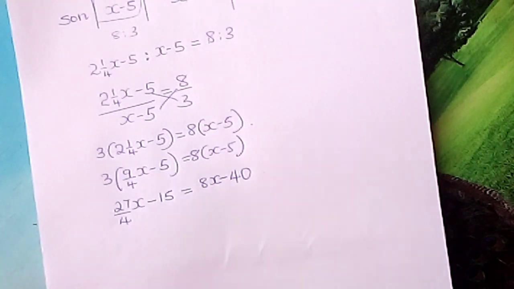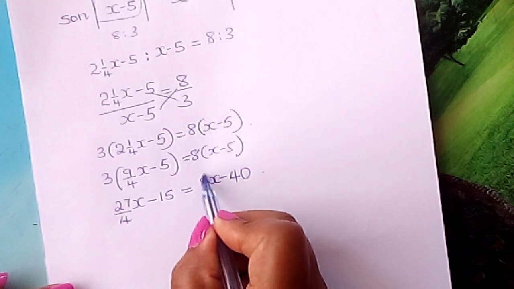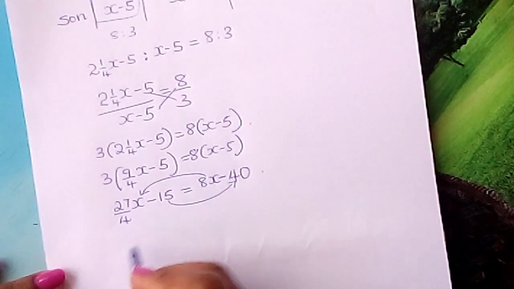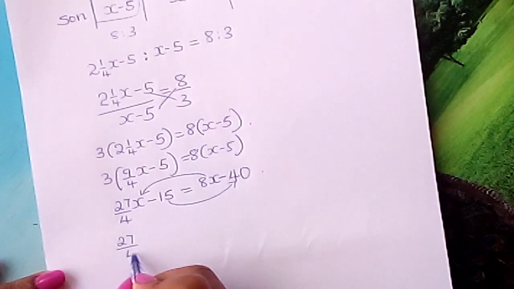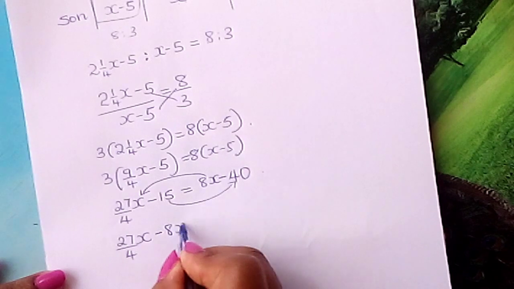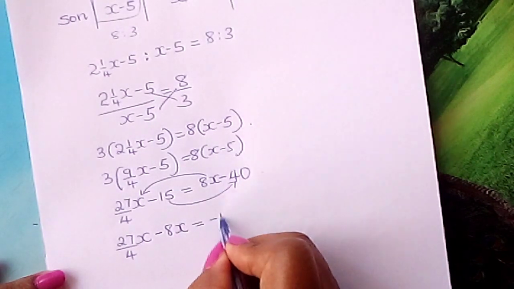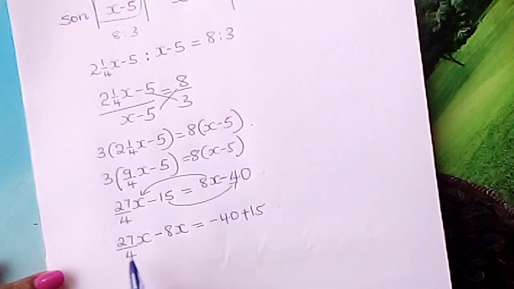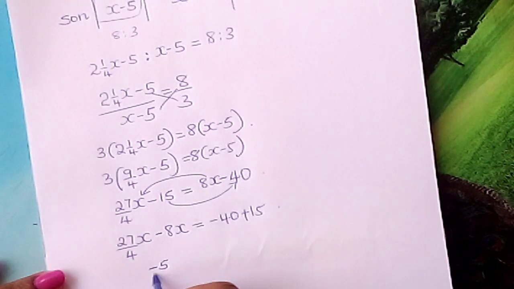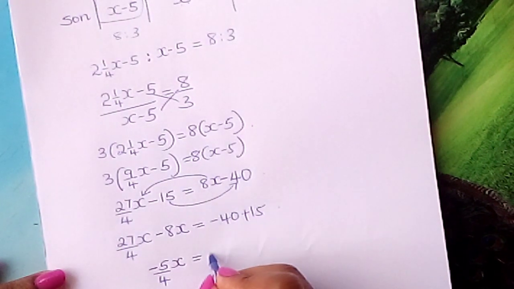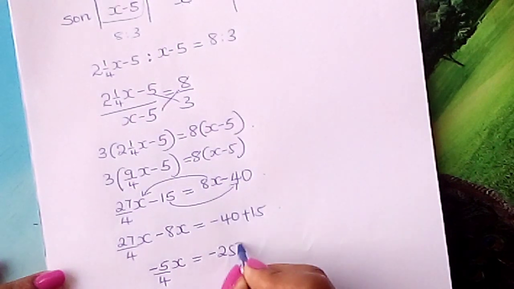From there, learner, put the like terms together. Bring the X on this side, and take the other term to the other side. So 27 over 4 X, bringing 8X to this side, becomes negative X, is equal to negative 40 plus, taking this to this side, plus 15. You subtract these, it should give you negative 5 over 4 X is equal to minus 40 plus 15, which gives you negative 25.